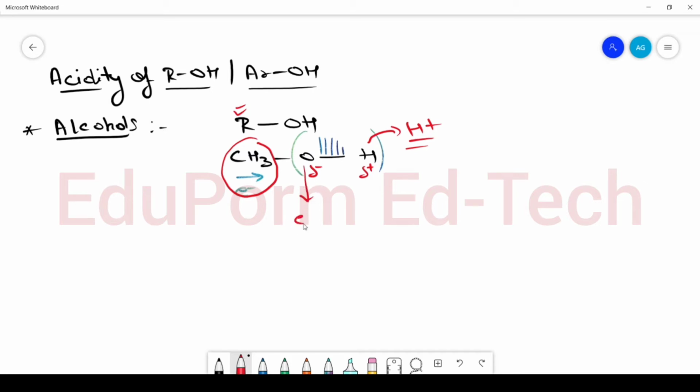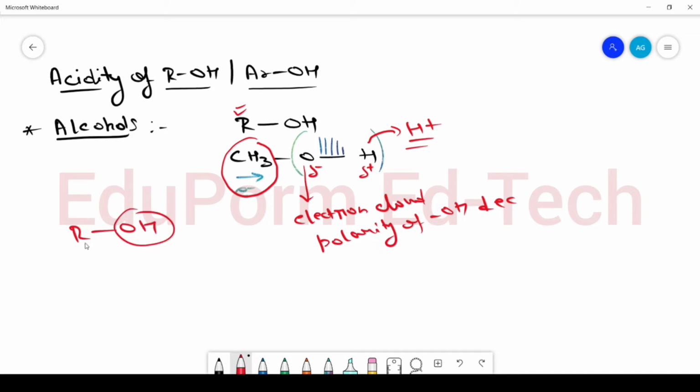the electron cloud, or we can say the polarity of the OH bond, decreases. So the presence of this donating R group decreases the polarity of the OH bond, and due to this decrease in polarity, alcohols are weaker acids. They are weaker acids than water, as well as weaker acids than phenols.